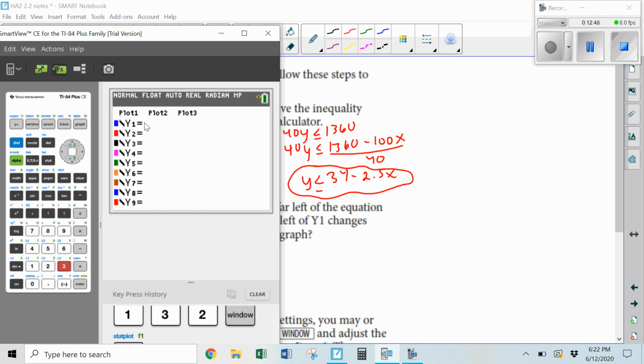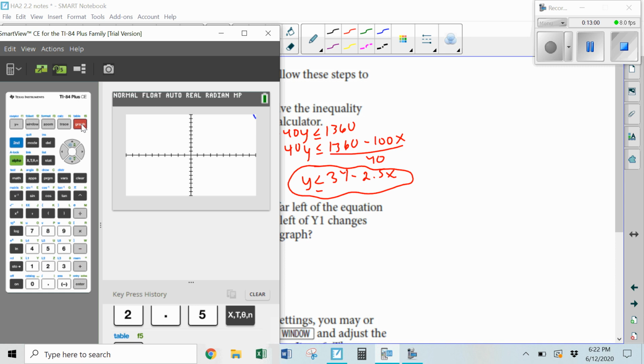So let's go ahead and type 34 minus 2.5x. Now, if you hit graph, here's what's going to happen. Not much. There's 2 problems here.